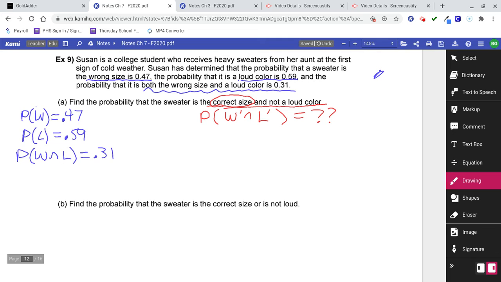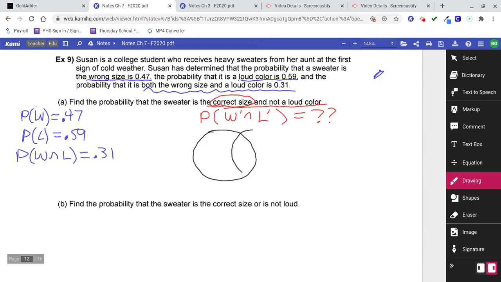Now, I can't really use the union rule here. The union rule is very specific in what it wants. I wouldn't use it here because it's talking about not wrong and not loud. I would need to be using not wrong and not loud in my formula, and I don't really have that. I would also need a union, and I don't see a union. So I think my fallback is almost always going to be to draw a Venn diagram. So let's draw a Venn diagram.